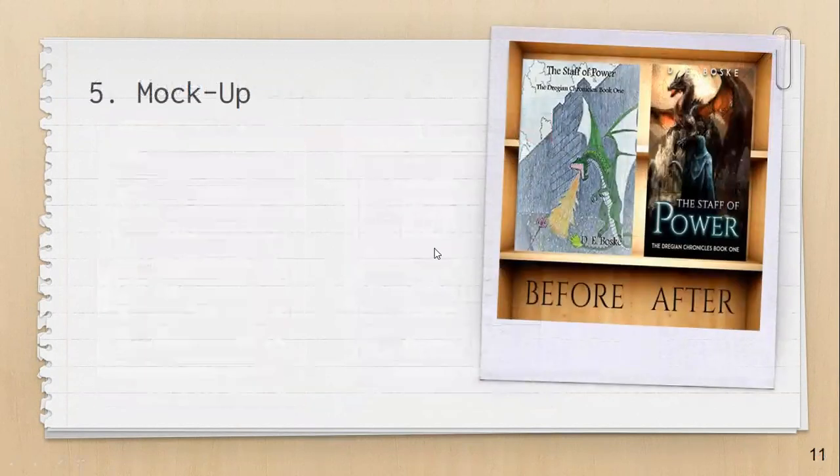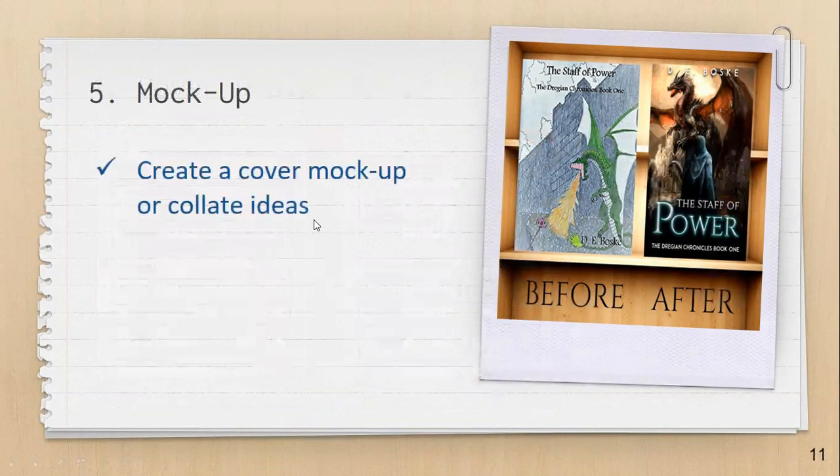The next step is the mock-up. Now, this is where you actually start bringing together all those things you've gone through. You bring together the visualizations, you bring together your intentions, your message, you bring together all of those early considerations, the colors, everything, and you create a visual mock-up of what your book shall be. Okay. So create a cover mock-up or collate the ideas. So you may be in a position where you've got all the ideas together, but you're still not 100% sure how it should look. And that's fine. Just bring it all together and collate it.